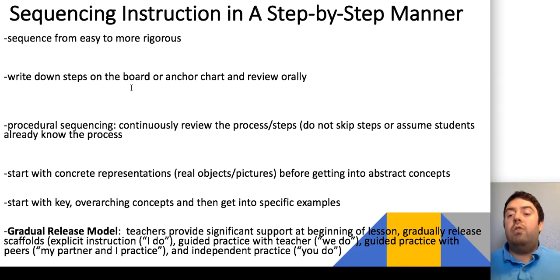Make sure that you're also using procedural sequencing, so you're continuously reviewing the process and the sequence in the order in which you're completing a task. Don't just skip through certain steps assuming students already know. Just assume students need to have things explained from the very beginning, from the very basic level.